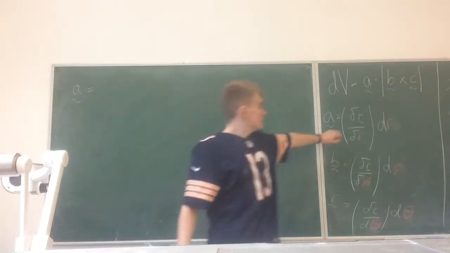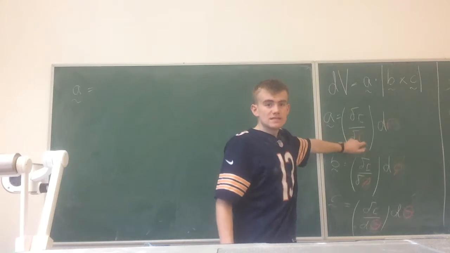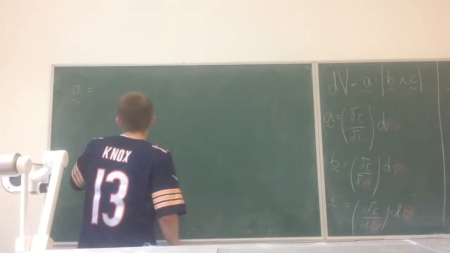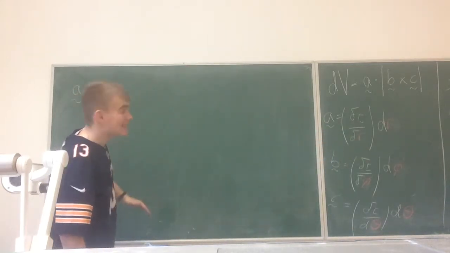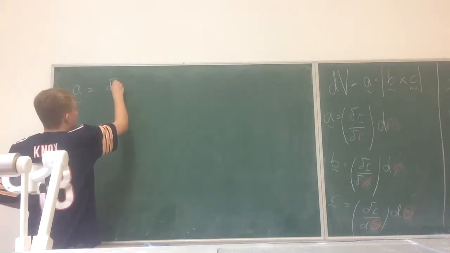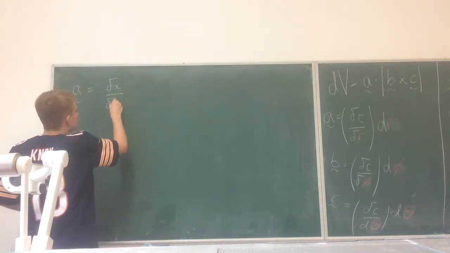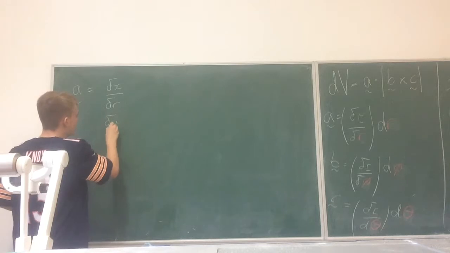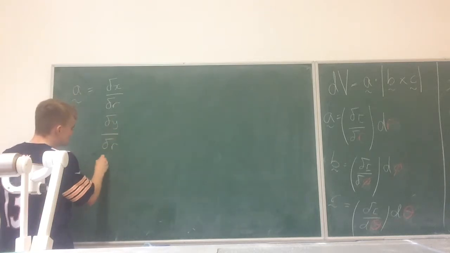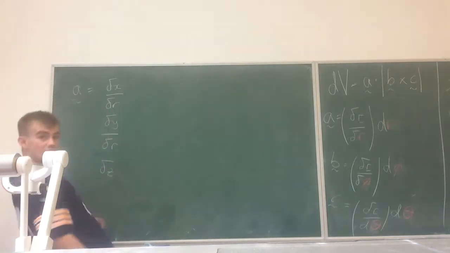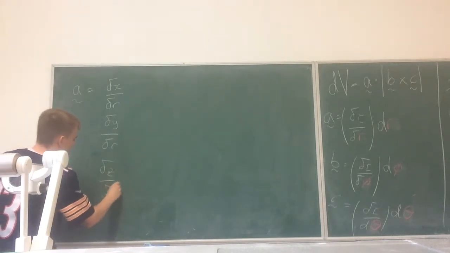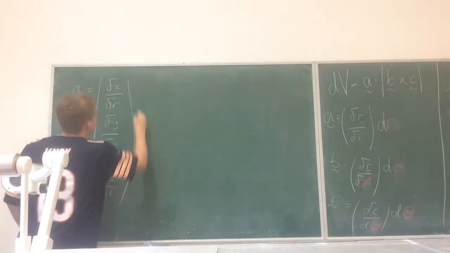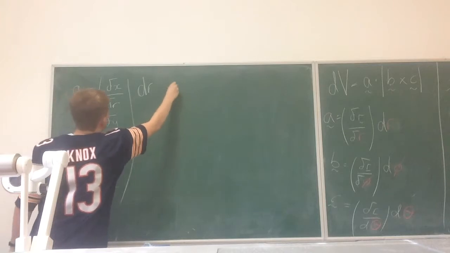Okay, so as I said, this R, not the same as this R, it's actually the vector x, y, and z. So we can extend the A vector down. And we actually get dx over dr, dy over dr, and dz over dr. Cool. And we times all of these by big dr like this.